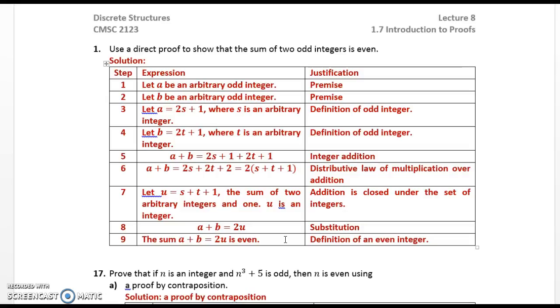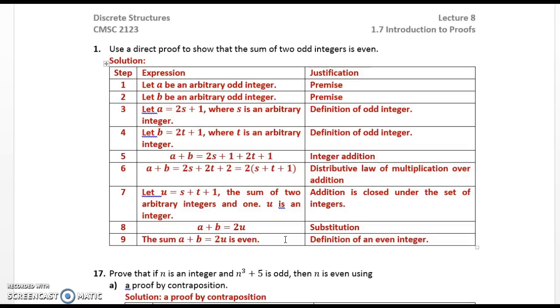Let a be an arbitrary odd integer. That's a premise. Let b be an arbitrary odd integer. That's a premise. Let a equal 2s plus 1, where s is an integer. We do this by the definition of odd integer, and we do the same for b equals 2t plus 1. And in step 5, we have the sum of a and b is 2s plus 1 plus 2t plus 1.